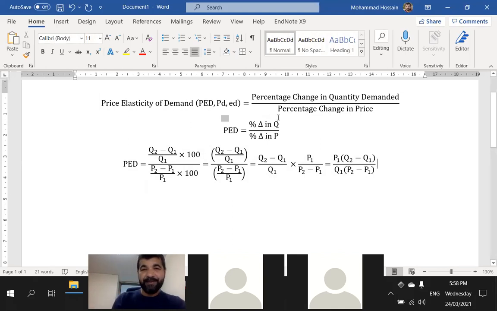So if I ask, what is the price elasticity of demand? You can say percentage change in quantity demanded divided by percentage change in price, or in terms of quantifiable values, you can say P1 divided by Q1 multiplied by Q2 minus Q1 divided by P2 minus P1. All good? If this is fine, the rest of the thing will be very easy for you to understand.